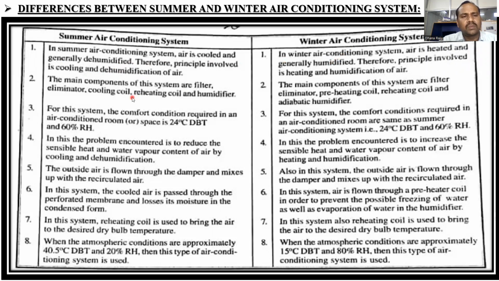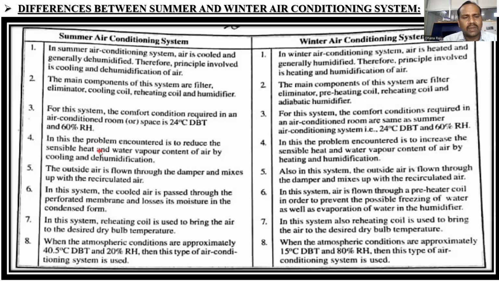So the important components of summer air conditioning system are the filter, eliminator, cooling coil, reheating coil, humidifier. Whereas in case of winter air conditioning system, the important components are preheater, humidifier, reheating coil, right? Generally in summer air conditioning system, the required temperature is 24 degrees centigrade drivable temperature, 60% RH. Whereas in case of winter air conditioning system, the comfort conditions are 20 to 24 degrees centigrade and 60% RH for comfort for the space.